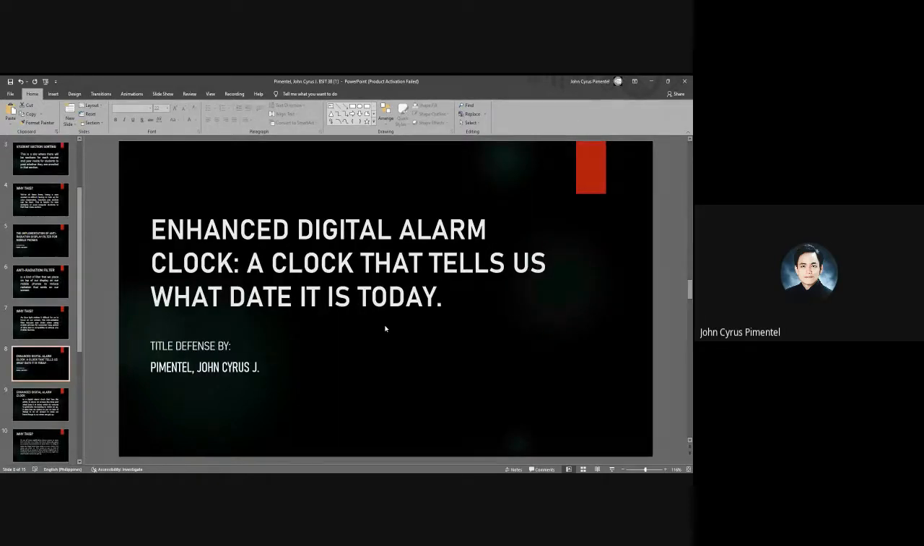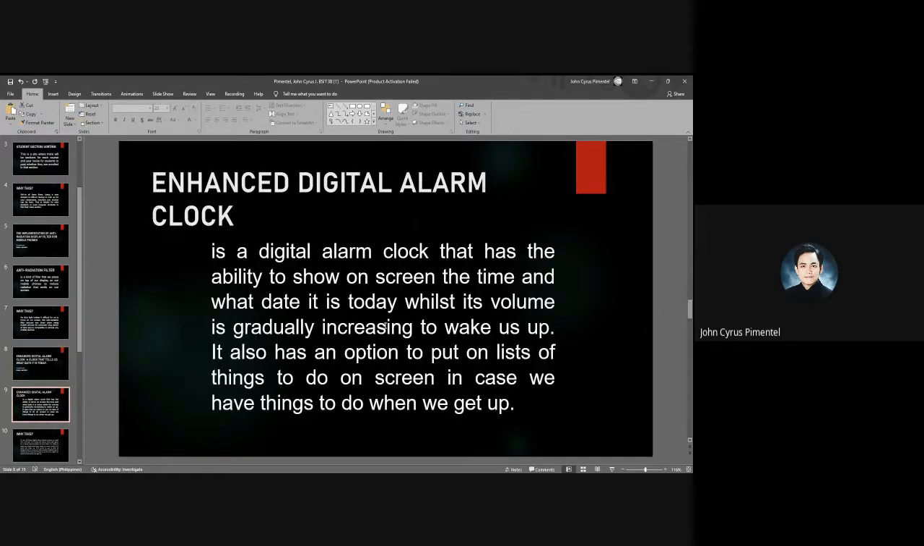Next is enhanced digital alarm clock, a clock that tells us what date it is today. It is a digital alarm clock that has the ability to show on screen the time and what date it is today, whilst its volume is gradually increasing to wake us up. It also has an option to put on lists of things to do on screen in case we have things to do when we get up.